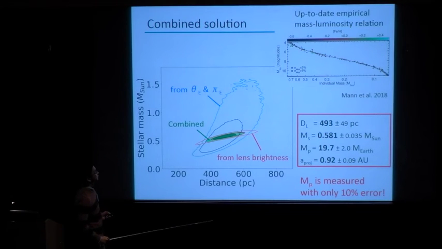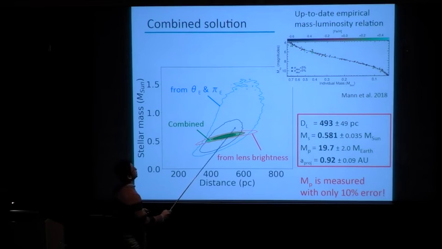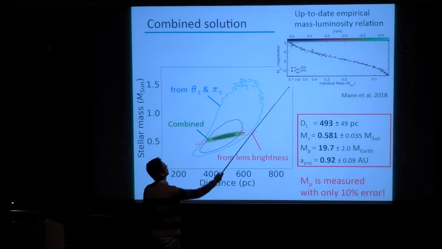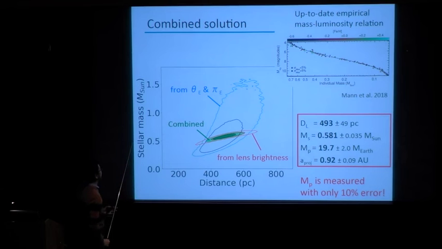So using this lens brightness and up-to-date empirical mass luminosity relations, we measured the mass and distance of the lens star, which is indicated by the red region, and which is fully consistent with the result derived from theta E and pi E. But the uncertainty of stellar mass becomes much smaller, and we combined these two measurements and derived the final solution, which is indicated by the green region.